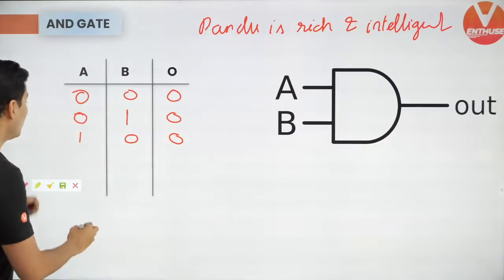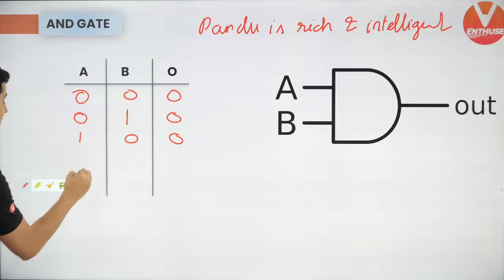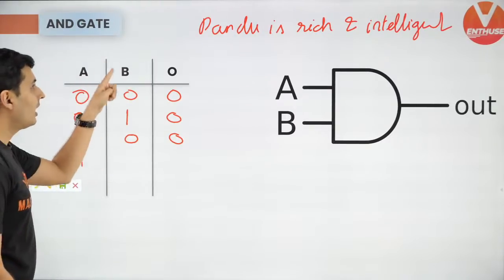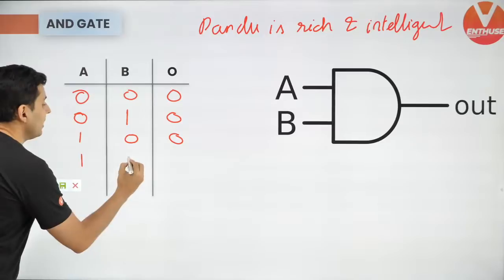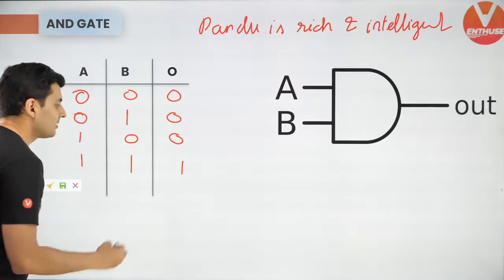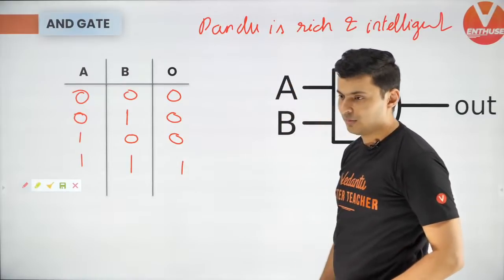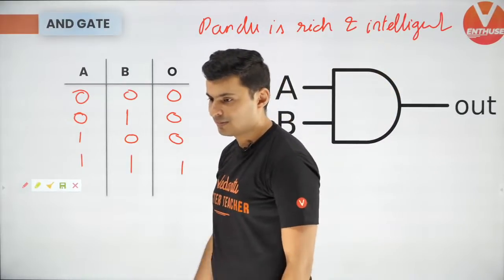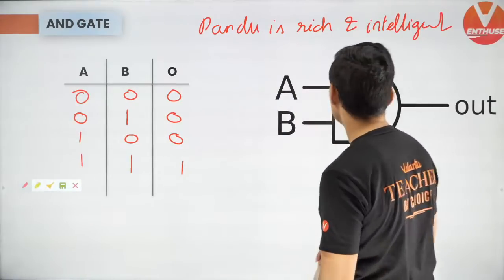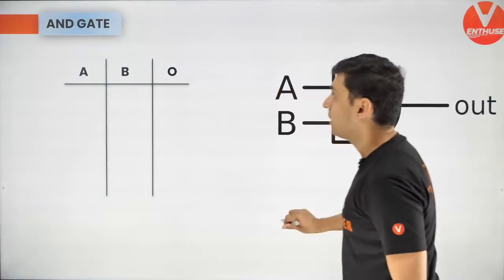Similarly, you check Pandu's house and cars. He has a Lamborghini, he has a villa, and you check Pandu's intelligence. He is very intelligent. Then it is true. Understood? This is how AND works. Very good. Understood? Very simple.